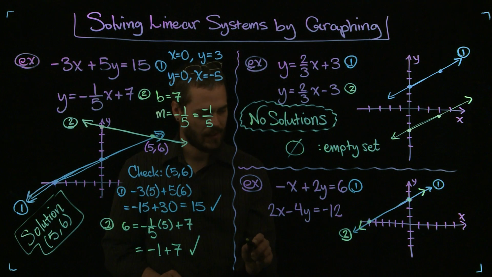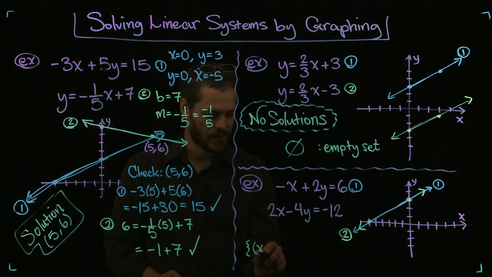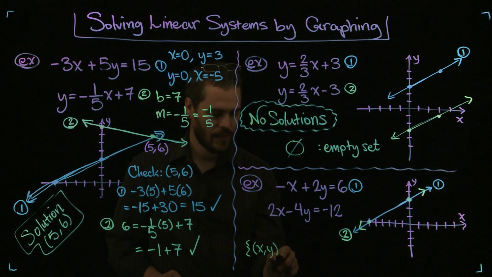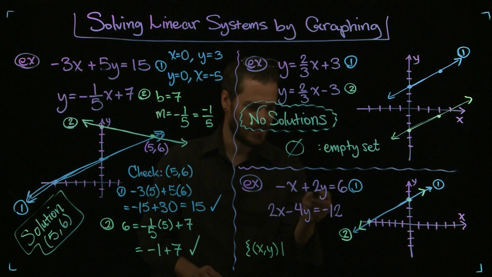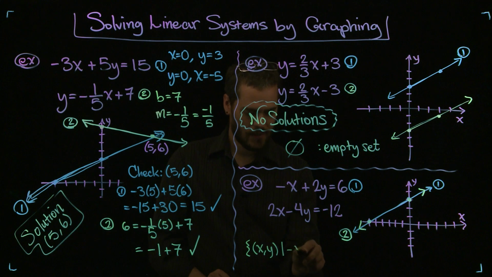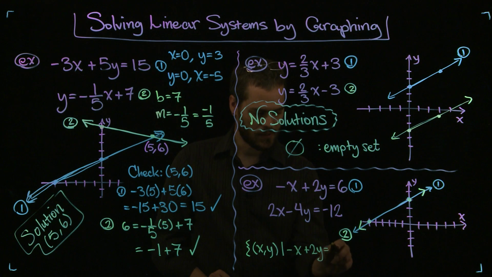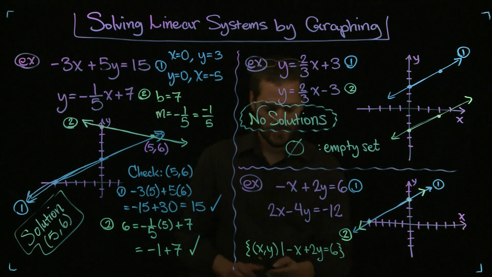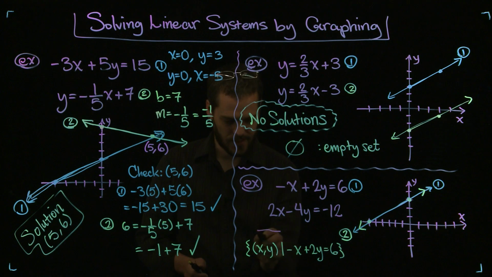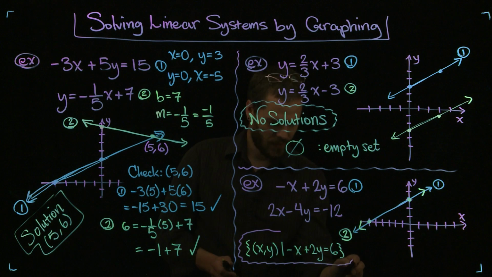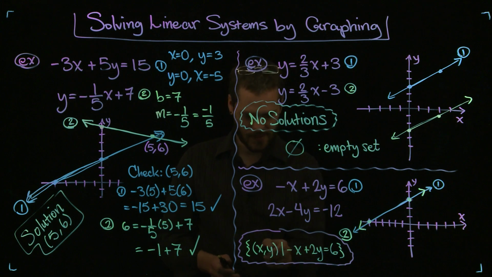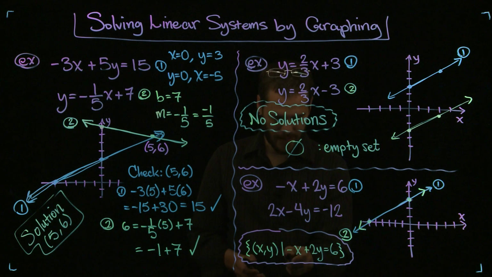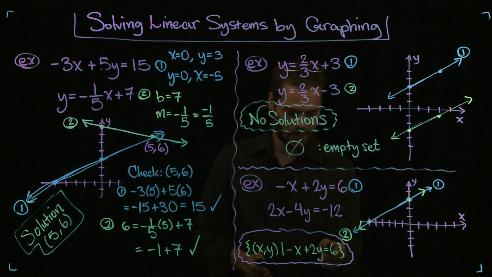I'm going to say in set notation, all points x, y, such that, and then I just put one of these equations here, negative x plus 2y equals 6. And then I can end my set bracket right there. This right here is how you state the solutions. All points x, y, that's this part, all points x, y, such that negative x plus 2y equals 6.